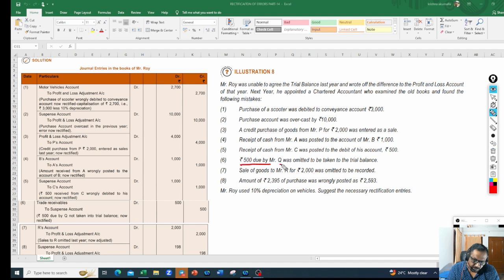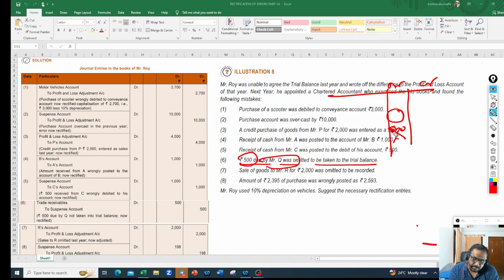500 rupees due by Mr. Q was omitted to be taken to the trial balance. See, when I prepare the trial balance, this is debit, this is credit. Due by Mr. Q, that means what? Q has to pay us. If Q has to pay, he comes under receivable. I'm yet to receive this amount from Q. This amount is receivable from Q. Receivable from Q is a debit balance, asset, current asset. Since it is a current asset, I have to debit this 500 rupees. This 500 I would have debited, but I did not debit this.